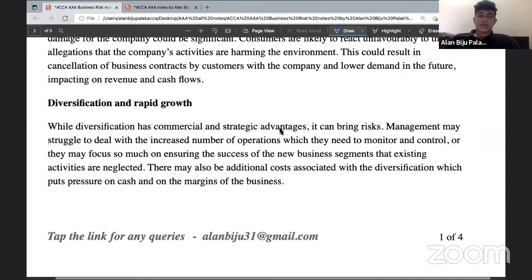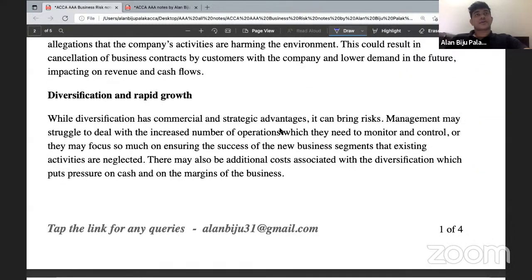Okay. Then diversification and rapid growth. It may be mentioned that the company is going through an expansion stage, but it may also be mentioned that the company is diversifying their operations into new areas. And in that case, we know that the company is diversified. So the company won't be able to focus on the existing business.